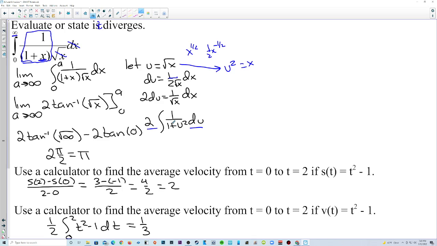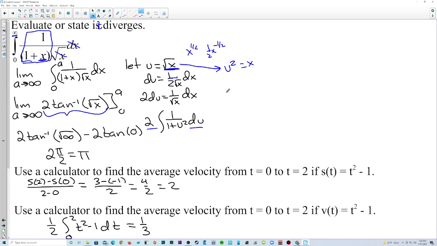So we get 1 over 1 plus u squared. Now that's inverse tangent. So the antiderivative is actually sitting right here, inverse tangent. We're going to plug a in. Now it's inverse tangent of u, and remember u was square root of x. We plug a in, plug infinity in for that.